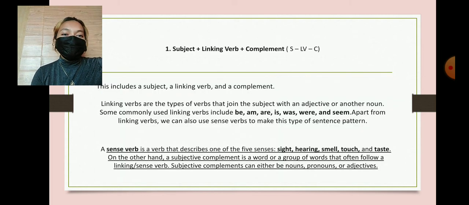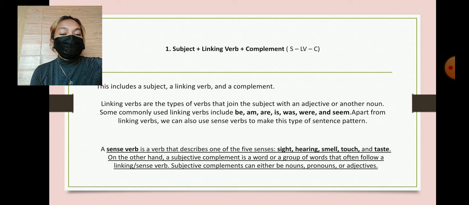So to start, this is the first sentence pattern: subject plus linking verb plus complement. This includes a subject, a linking verb, and a complement. Linking verbs are the types of verbs that join the subject with an adjective or another noun. Some commonly used linking verbs include be, are, is, were, and seem.